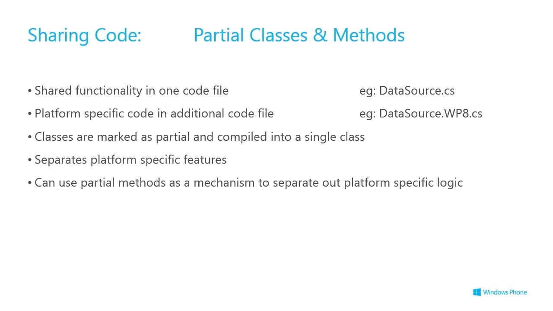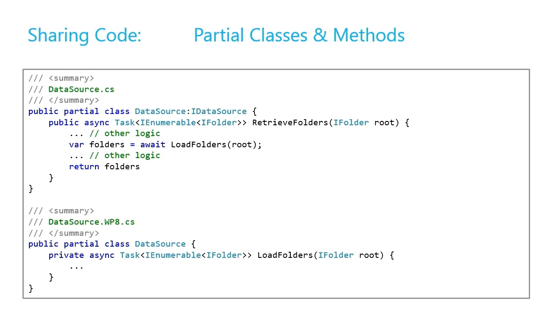This has the added benefit in that only the code that is relevant to the specific platform is included in the project. So datasource.win8.cs wouldn't be included in the Windows Phone 8 project, for example, and vice versa. So here we see an example of that, the primary file, datasource.cs, with a method called retrieve folders that does a bunch of work before and after calling load folders. Load folders exists only in the platform-specific files. In this case, datasource.wp8.